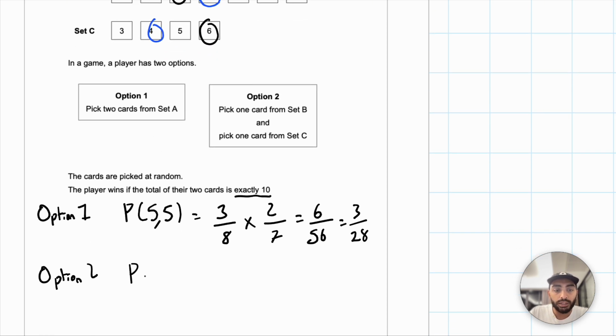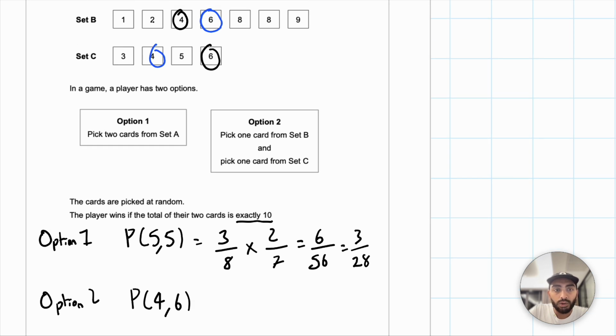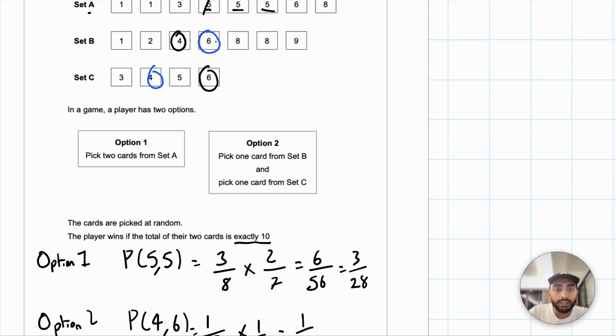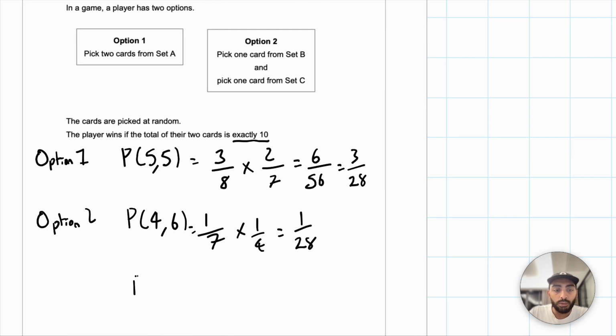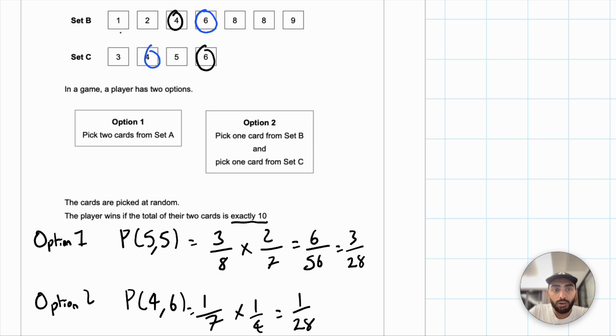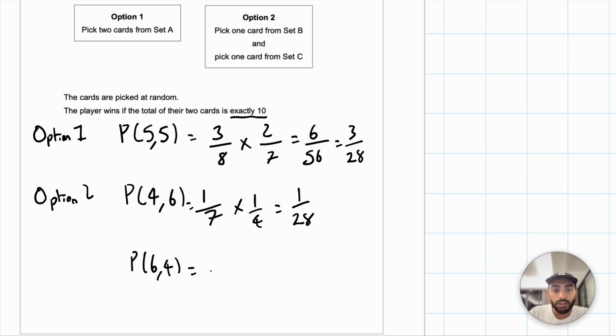So we'll do probability of getting a 4 and then a 6. So probability of getting this 4 is 1 out of 1, 2, 3, 4, 5, 6, 7. Multiply it by 1 out of 4. So that's 1 out of 28. Then the other way we could get it is this 6 and this 4. So probability of getting this 6 and this 4, I think it's going to be exactly the same. So 1 out of 7 and 1 out of 4 again, which is 1 out of 28.